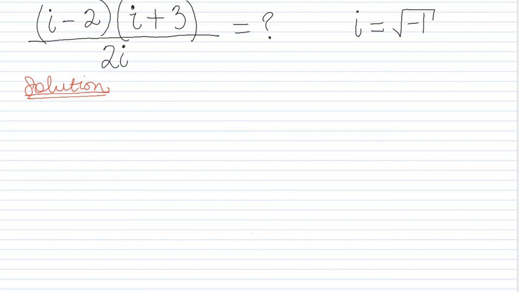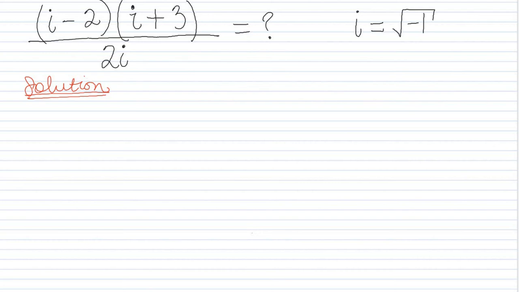So today we're going to be continuing our SAT math prep series with this question on the screen, which says (i - 2)(i + 3) divided by 2i equals what? Where i is equal to the square root of -1.